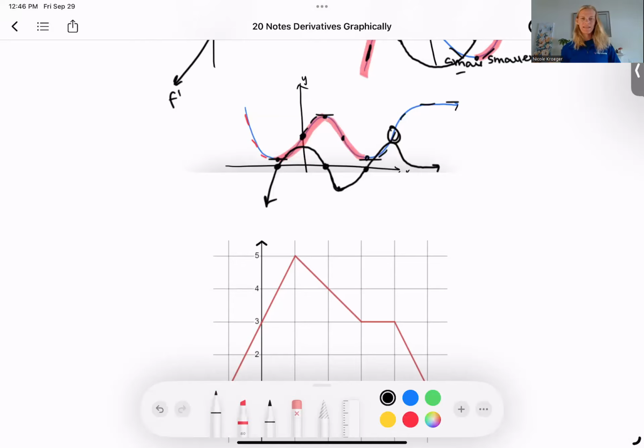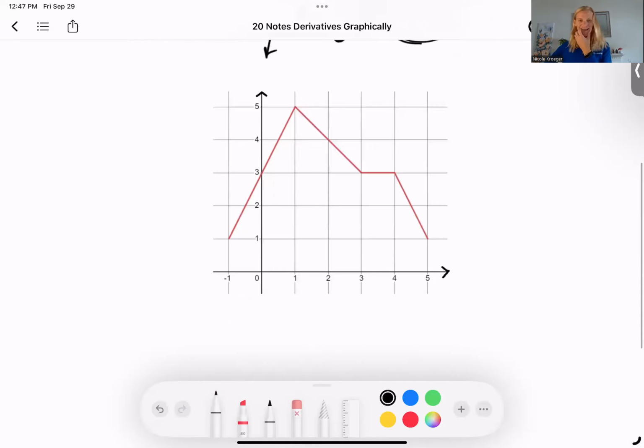This one's kind of interesting. We noticed that we had a horizontal asymptote on the original function. It's actually going to correspond to a horizontal asymptote on the derivative, f prime, as well, because things are flattening out there. And now this last one has a bunch of straight lines to it.